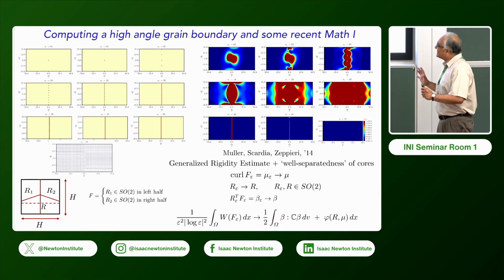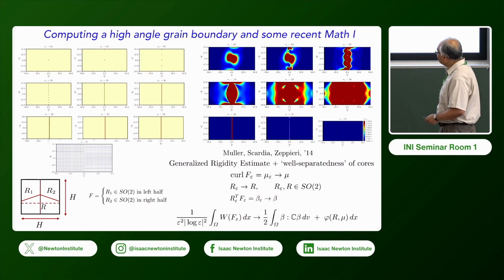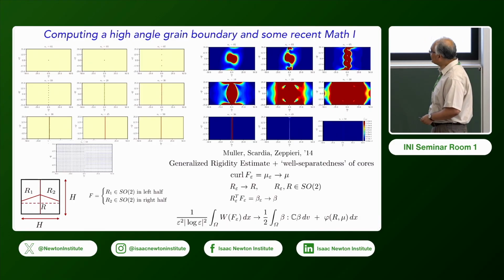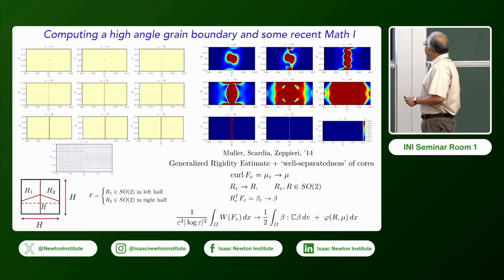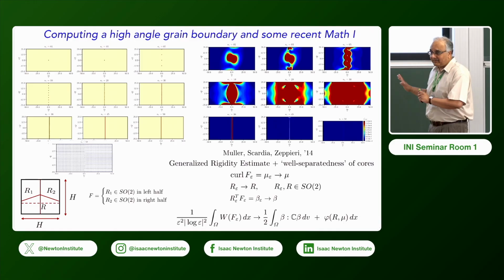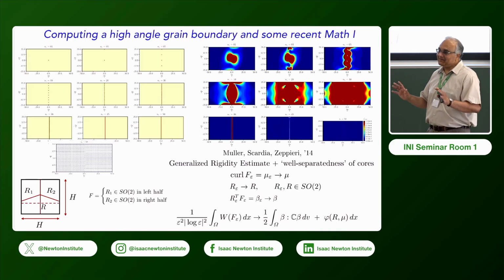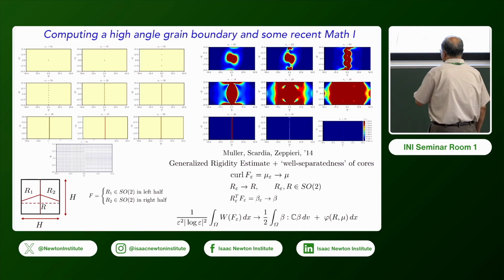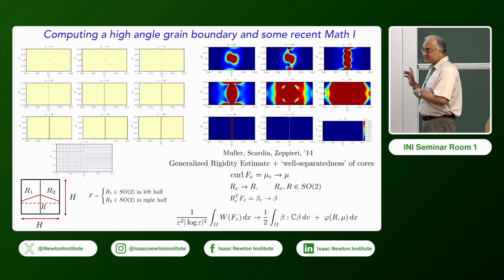Okay, so I'll just give you the general idea of what's going on over here. Think of this configuration. There's an R1, a high angle boundary, R2, a grain boundary here, and H is the dimension. So Müller-Scardia-Zeppieri have this result. It's tough to read for someone like me, but I could sort through the theorem. Basically they use a generalized rigidity estimate and a well-separatedness assumption.